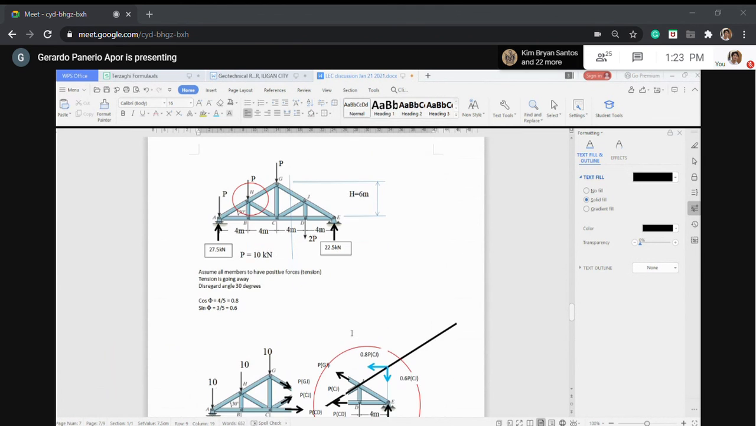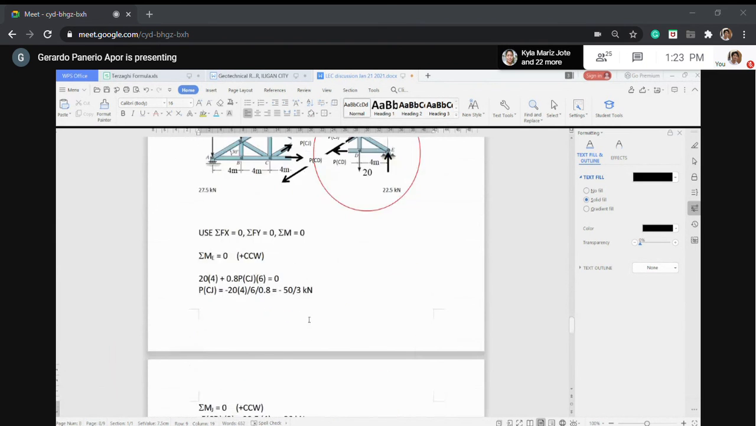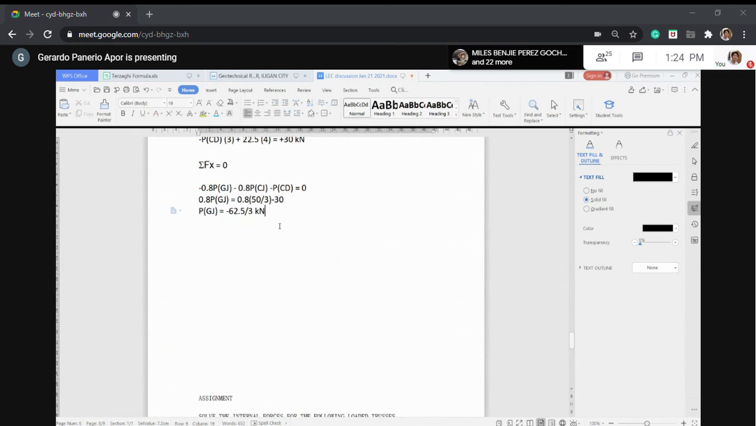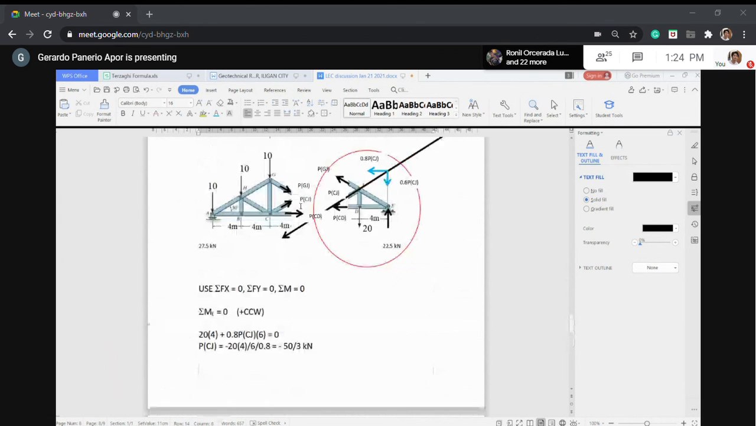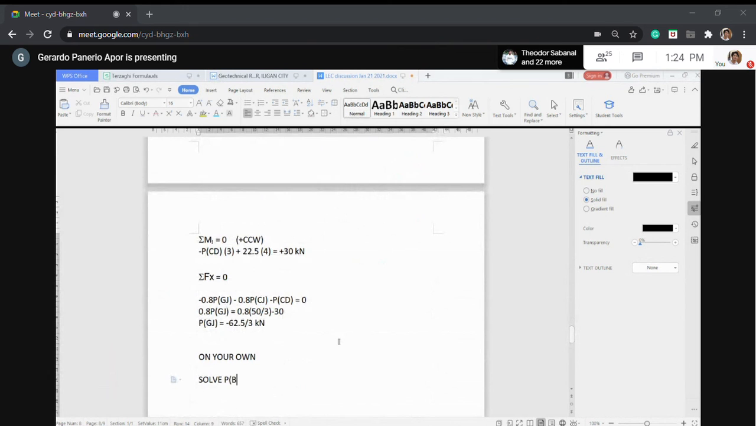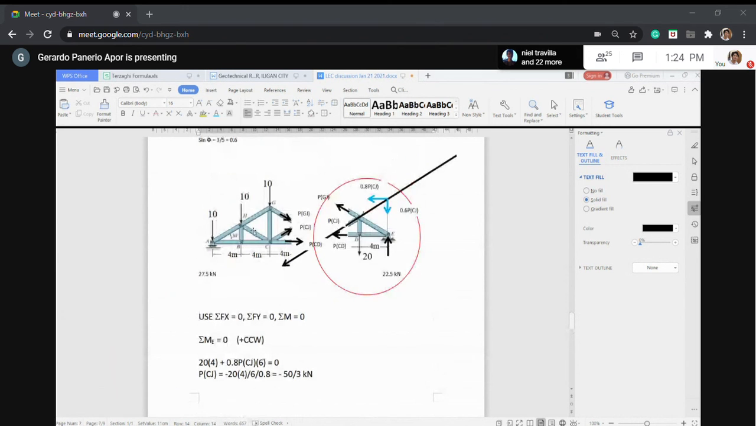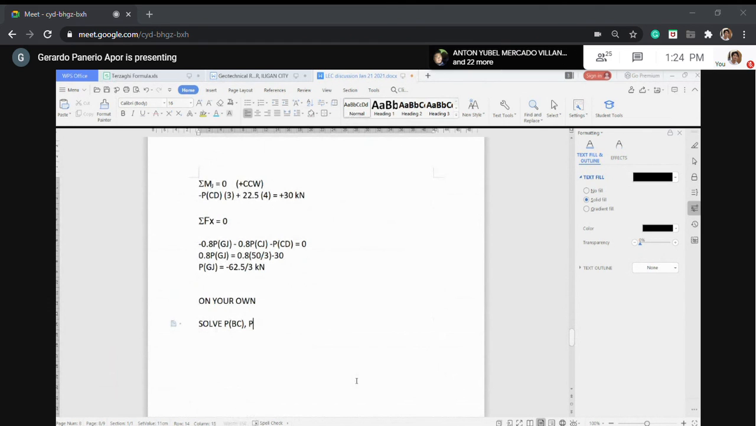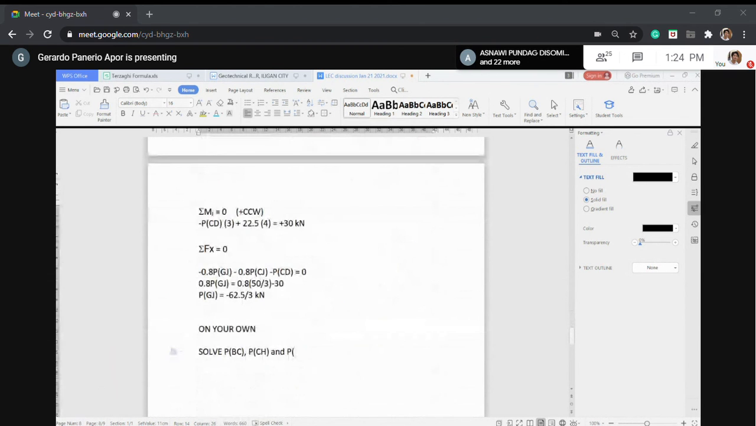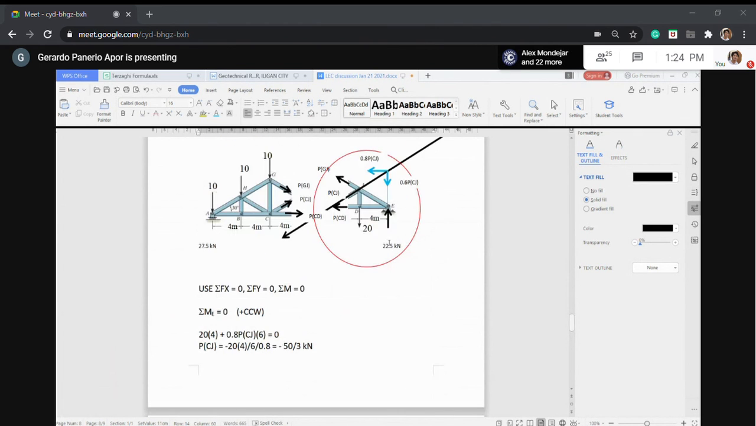Now, for your practice, solve on your own the PBC, so that you have only one cut, PCH, and PGH, using the method of sections. So you have to continue that.